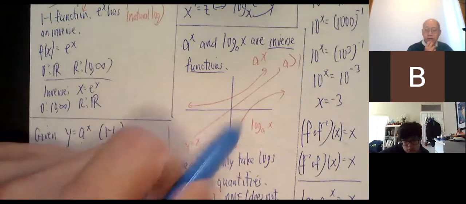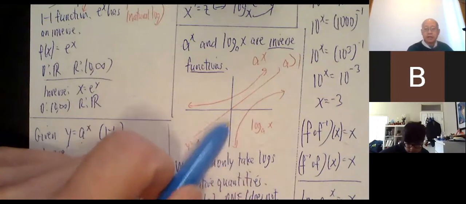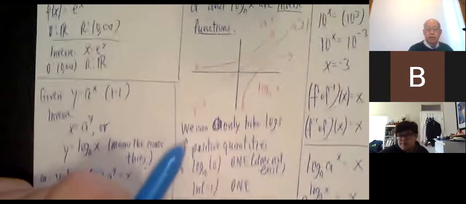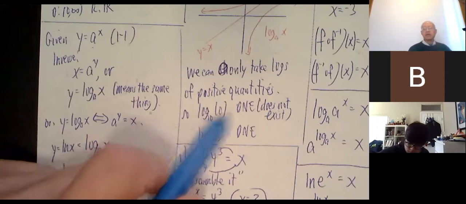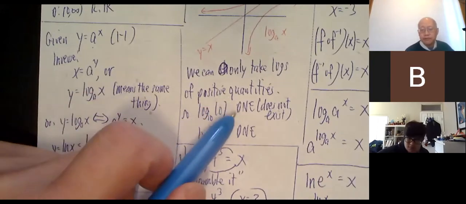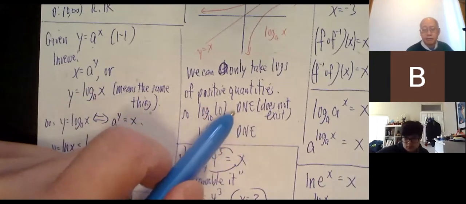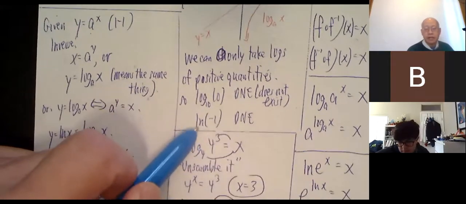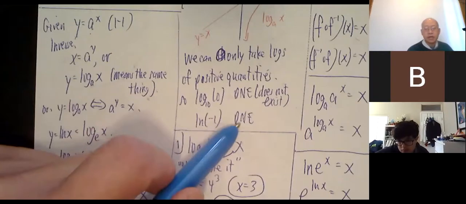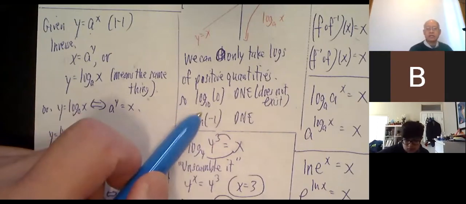Okay, so notice all log functions generally look like this. There's nothing over here. So again, we can only take logs of positive quantities. So log base 10 of 0 does not exist. My abbreviation for does not exist would be DNE. And some books use that also. I already did this. Natural log of -1 does not exist. But log to any base. So log base 10 of 0.